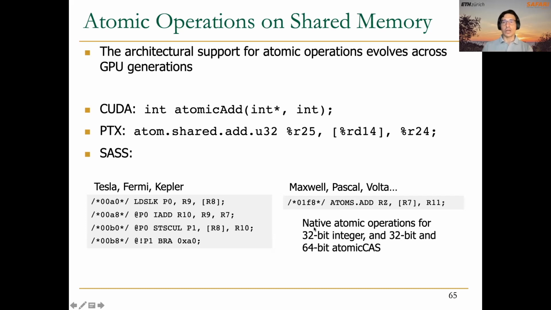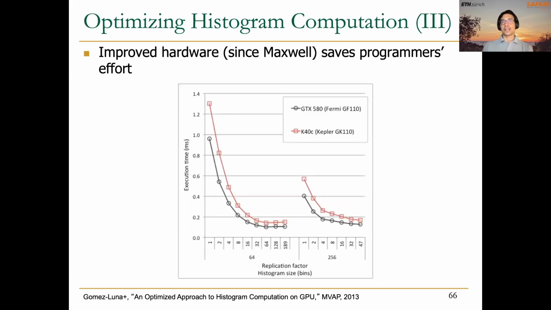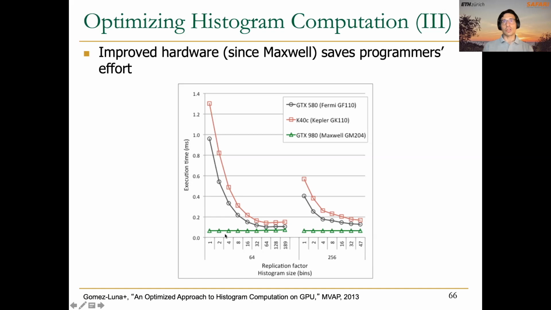natively by the hardware. And what happened is that we don't need anymore to try these fancy optimizations using multiple subhistograms per thread block and so on. As you see in Maxwell, represented by this green line, there is essentially no change in the performance, regardless of whether we use 1 subhistogram in shared memory or 47 subhistograms in shared memory. Pretty interesting that the execution time remains completely flat, or almost completely flat, because now we have hardware support that efficiently executes the atomic operations in shared memory.